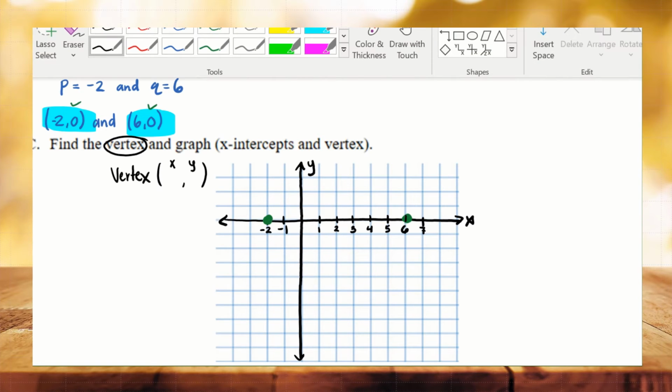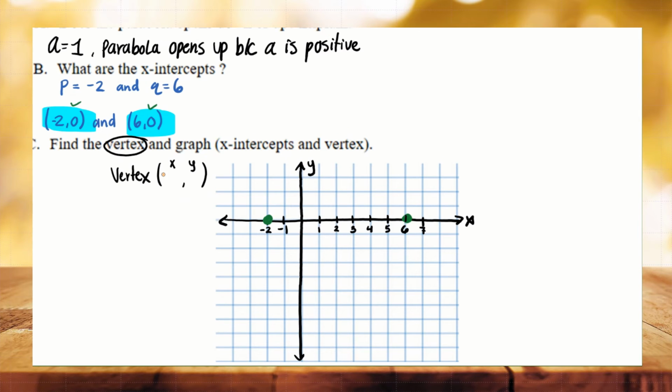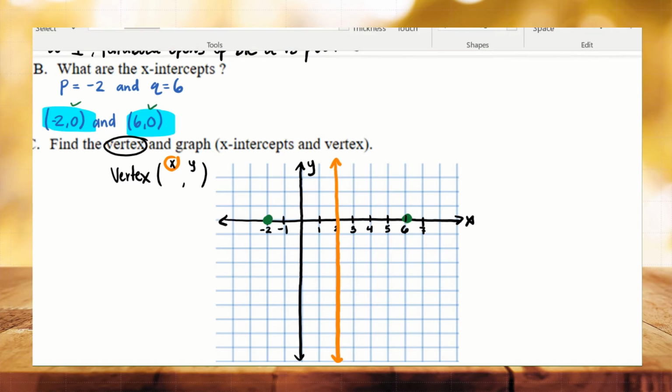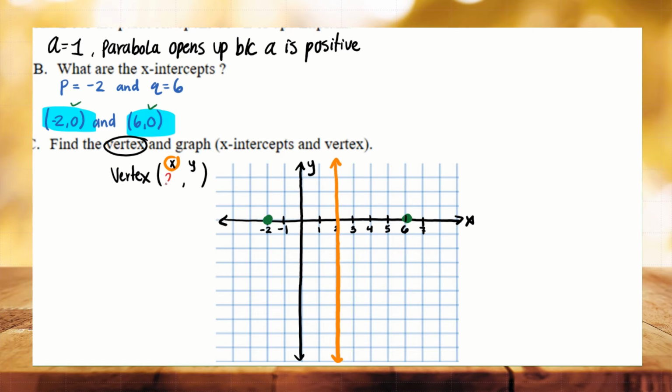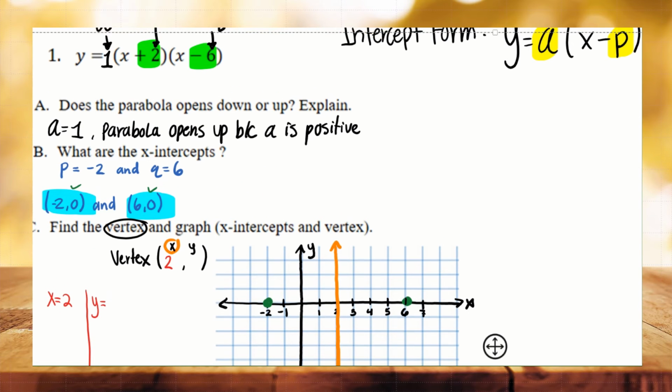Again, the vertex in this case is the lowest point because the parabola opens up. It is a point, so we'll start with finding the x-coordinate, which is the middle of the two points we have, since the vertex is in the middle. The middle of these two points is 2. So the x-coordinate of our vertex is 2. We can double check that both points are halfway: there are 4 units on the right and 4 units on the left. So the x-coordinate is +2.